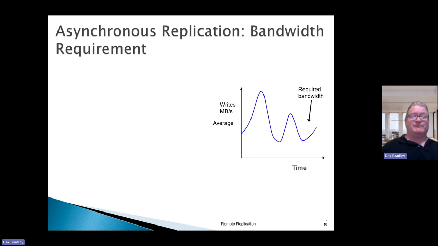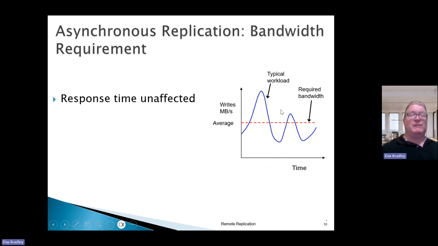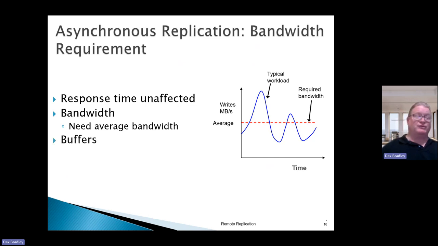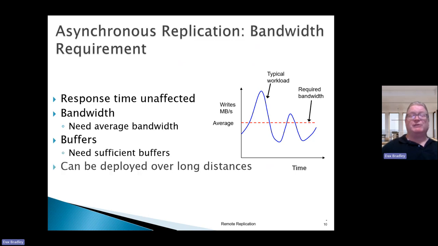In asynchronous replication, like with synchronous replication, there's a requirement on the bandwidth. The required bandwidth is the average here of the normal curve. And the typical workload might be up here. Response time should be unaffected. There needs to be an average bandwidth, which represents the summation of the extremes averaged out. There do need to be sufficient buffers, and it can be deployed over long distances.